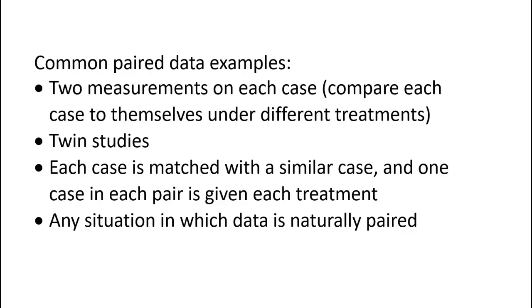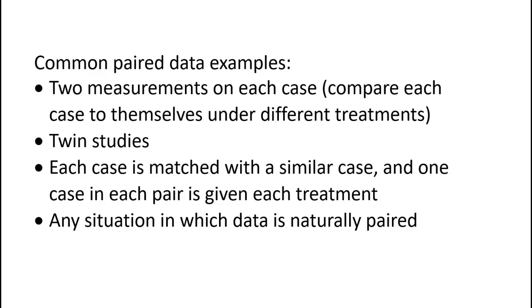Section 10.4, Analyzing Dependent Samples. With dependent samples, each observation in one sample has a matched observation in another sample. Data is matched paired if the data being compared consists of paired data values. Common paired data examples: two measurements on each case, comparing each case to themselves under different treatments.